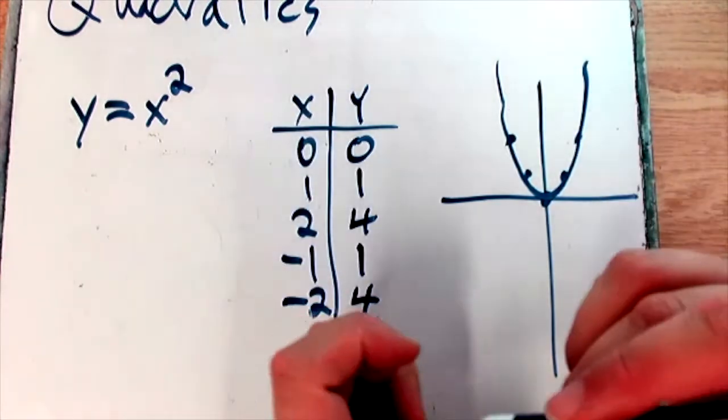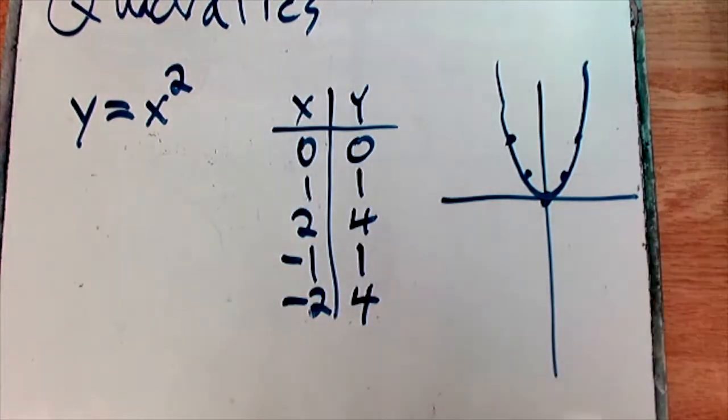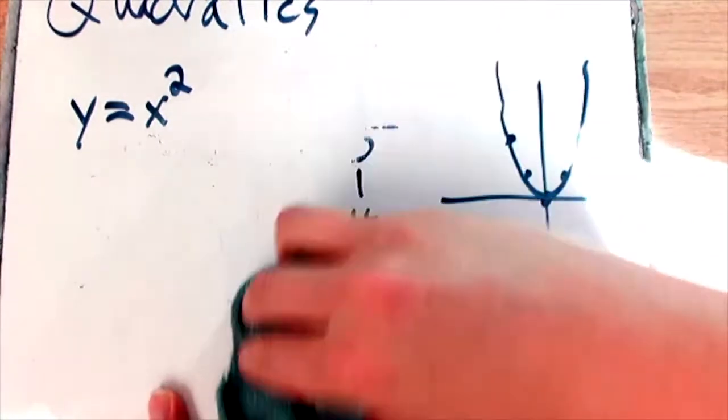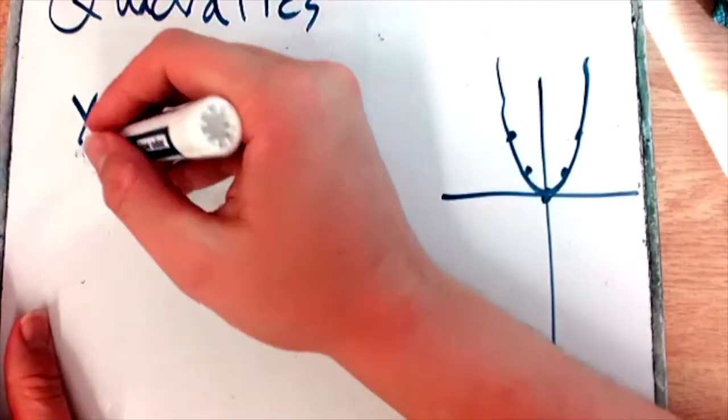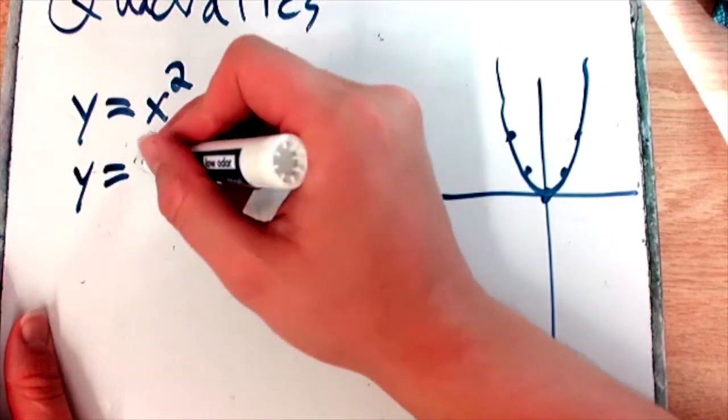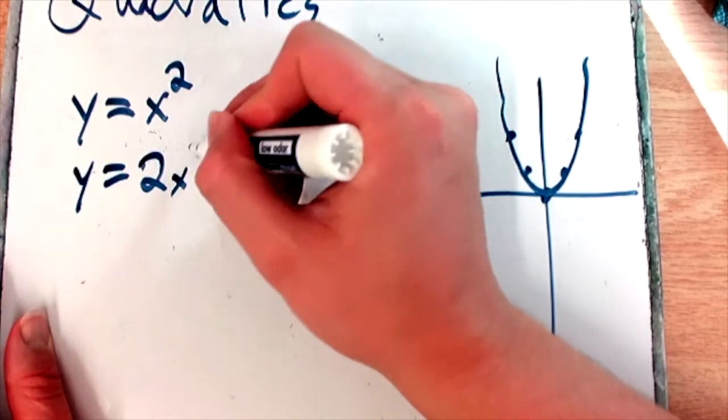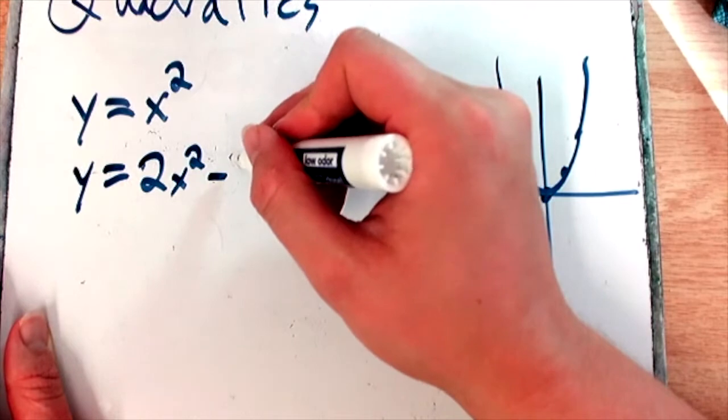And so we can graph all sorts of things. Let's leave y equals x squared on there and on the graph that we've got. And let's take a look at a different kind of question. So we've got y equals 2x squared minus 4.